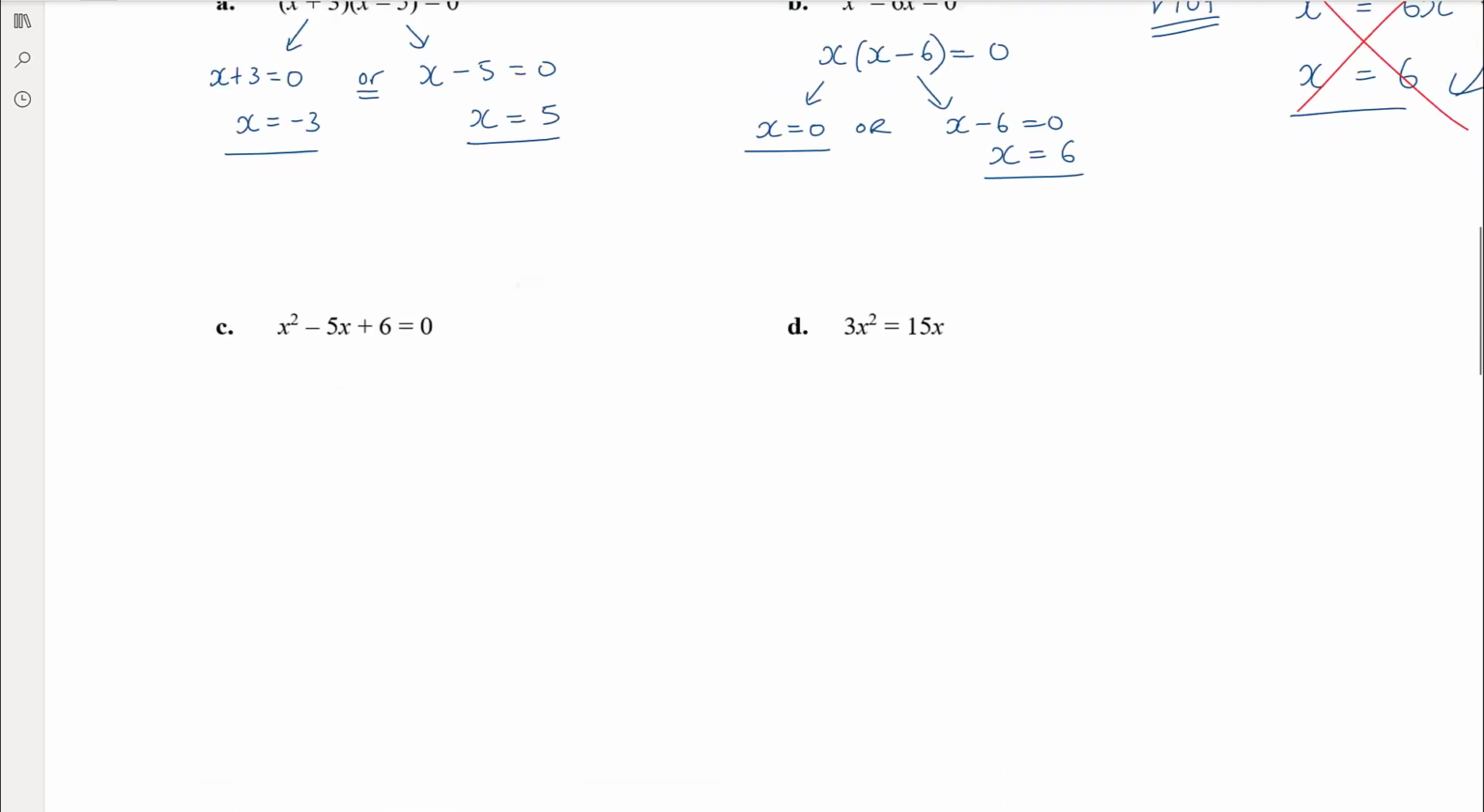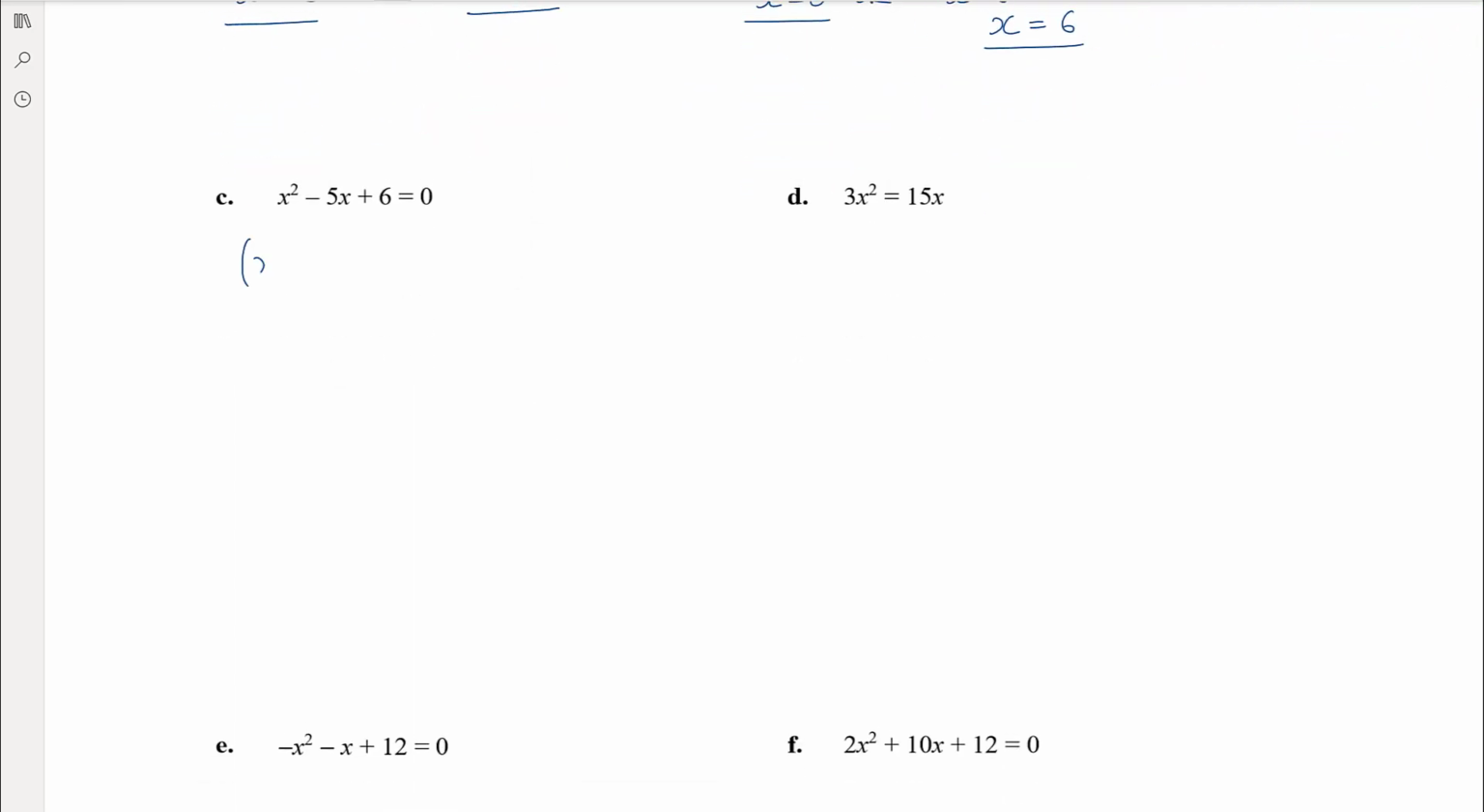It's a monic, simple quadratic, so we can straight away write down our factorization, because we know it'll just have single x's in each of the brackets. And we're looking for factors of 6 that add up to -5. So that will be -2 and -3.